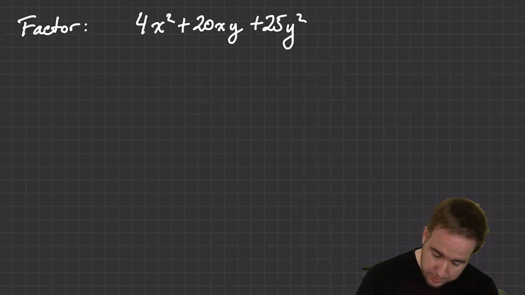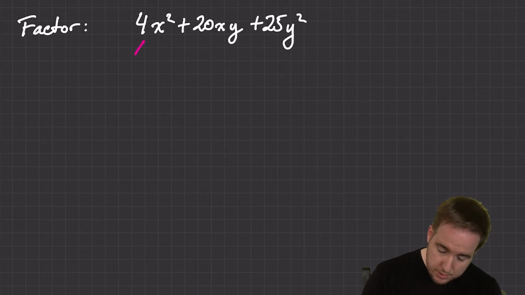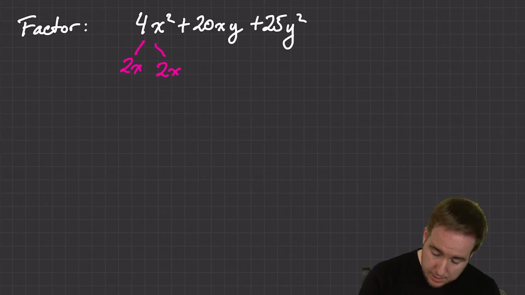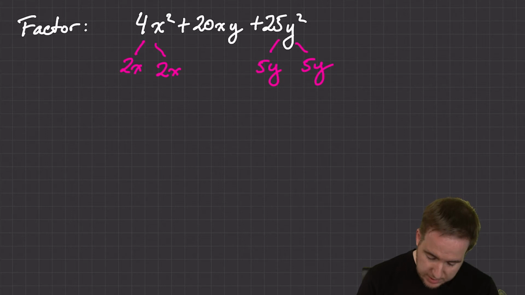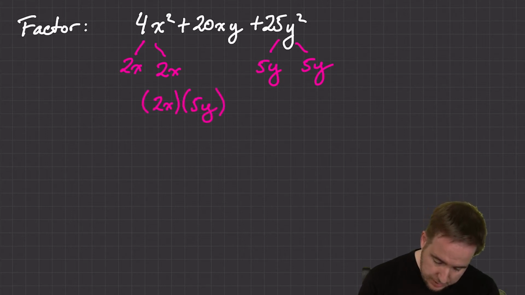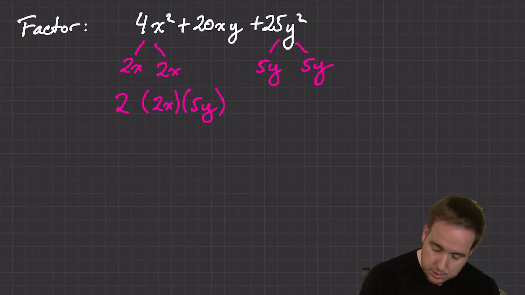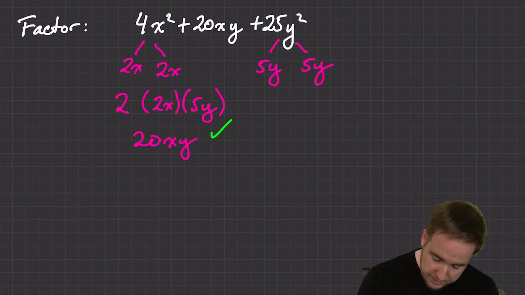What about this one over here? So the first one, this is 2x times 2x, good. This one is 5y times 5y. That's good. What is the middle? Well, let's see. I want 2x times 5y times 2. 2 times 2 is 4, 4 times 5 is 20, and x times y is xy. So this works.